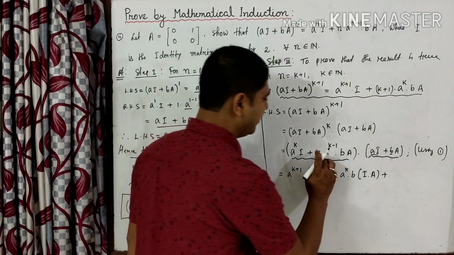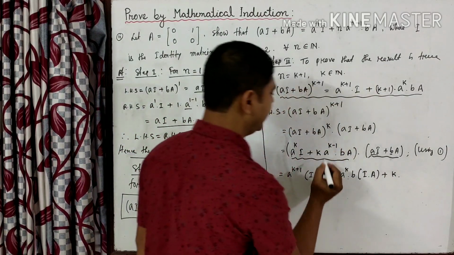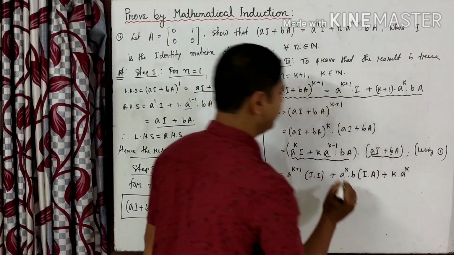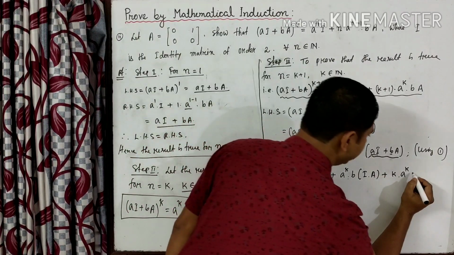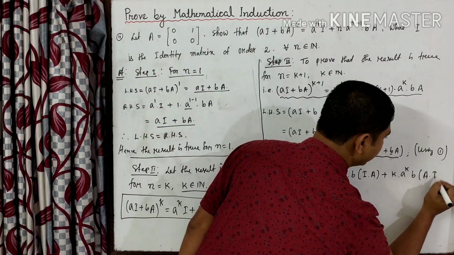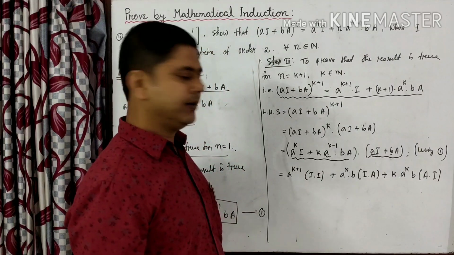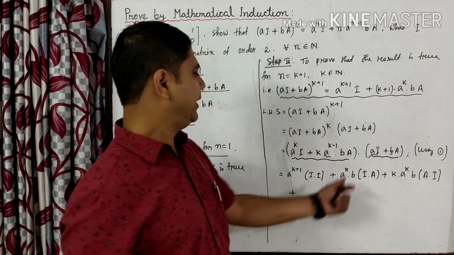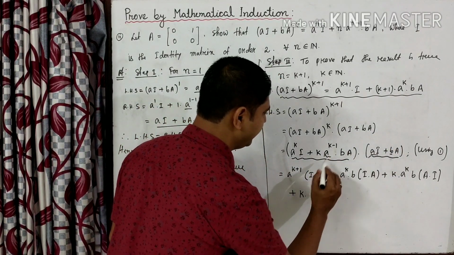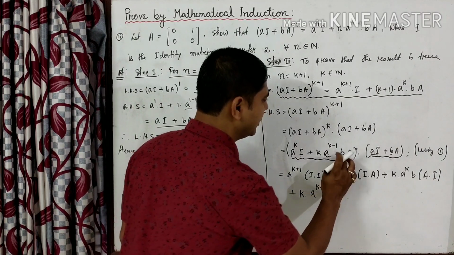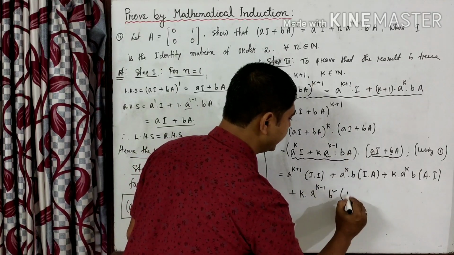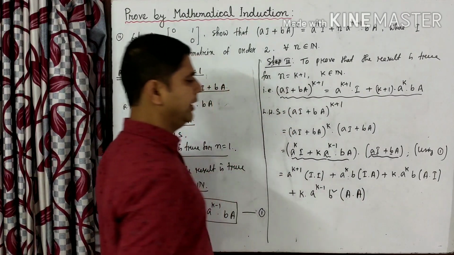Next, the third one, we consider this part. The scalar quantity is A^k minus 1, into A, so A to the power k. Next B, and the matrix is A into I. Plus, finally you have this part multiplied with this one. The scalar quantity first is k, this one is A^(k-1), B into B, this must be B square. And the matrix is A, and this one is also A.